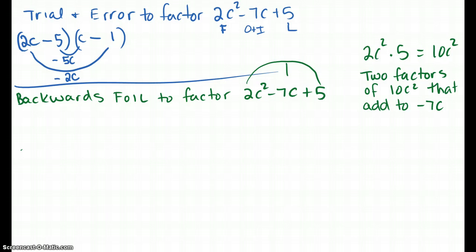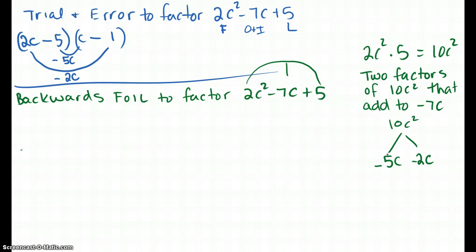So I wrote it out, 2 factors of 10c squared that add to 7c. So let me write a 10c squared. What are 2 factors of 10c squared? Well, maybe 5 and 2. The 2 factors of 10 that add to 7. But I want 10c squared, so I'll make it 5c and 2c. And I need it negative, so I'm going to make both of these negative.